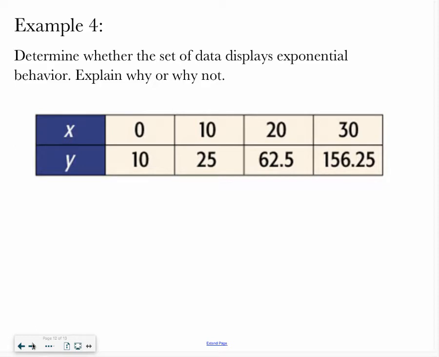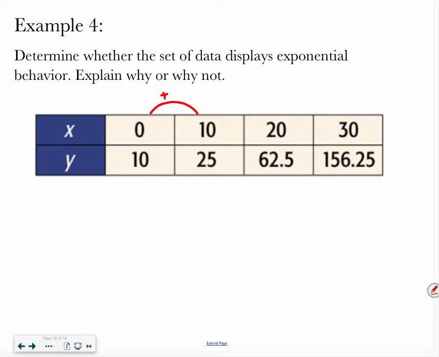All right, we're moving on to our last example. We want to determine whether the set of data displays exponential behavior. Okay, so before we look at the graph, like what it physically looks like, let's talk about the XY table. We want to explain whether or not this is an exponential function. So if we look at our XY tables, we always want to look at how they are changing.